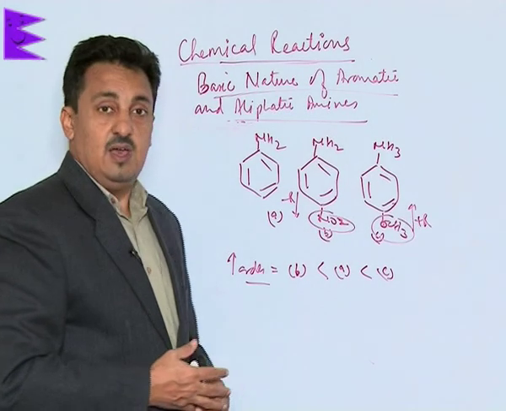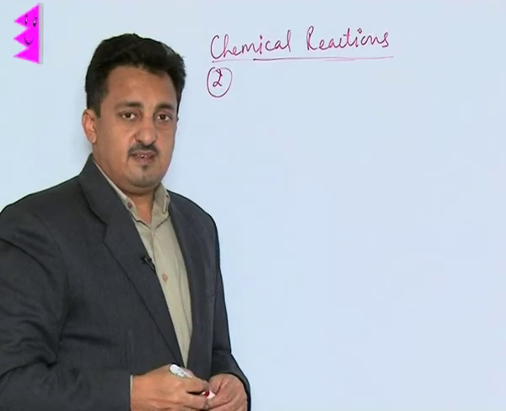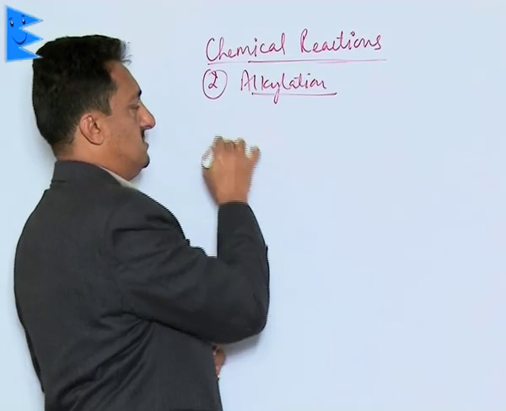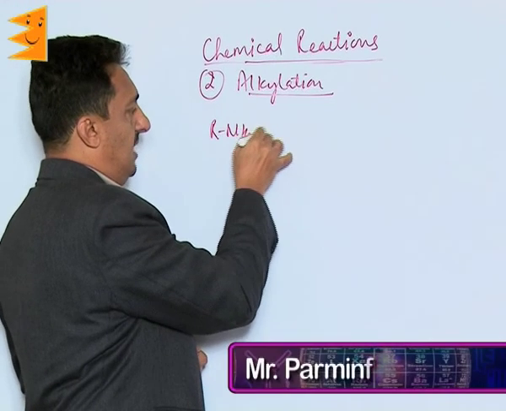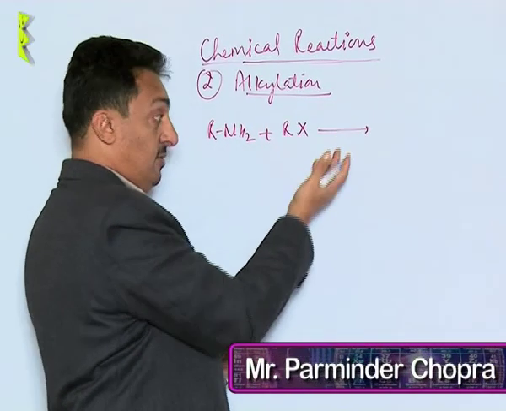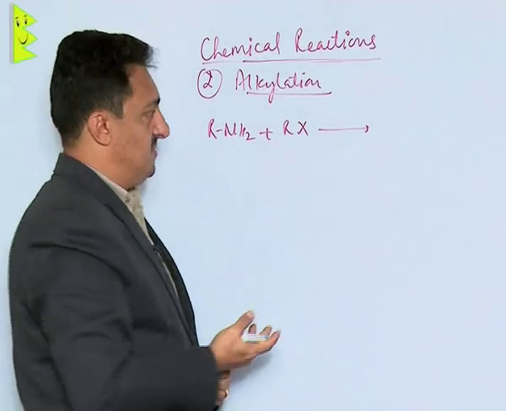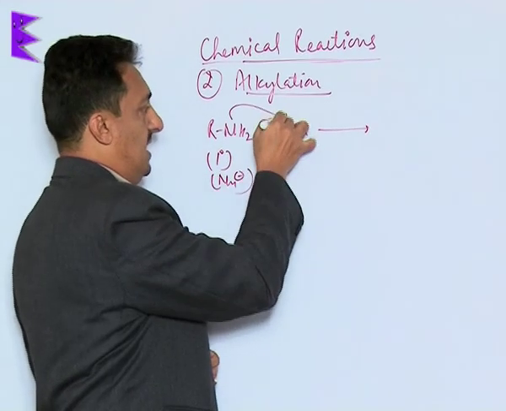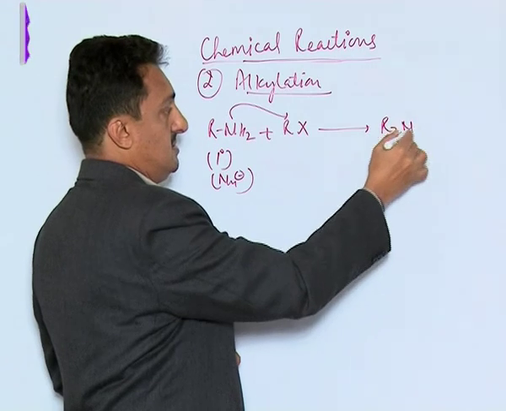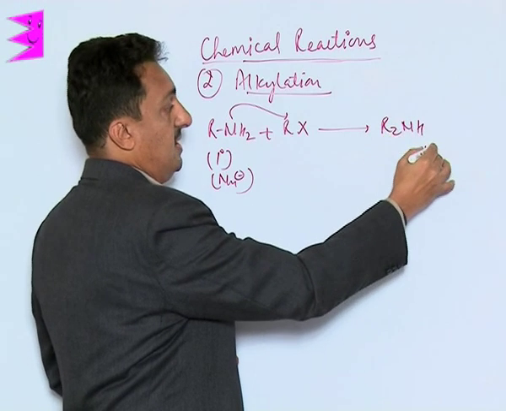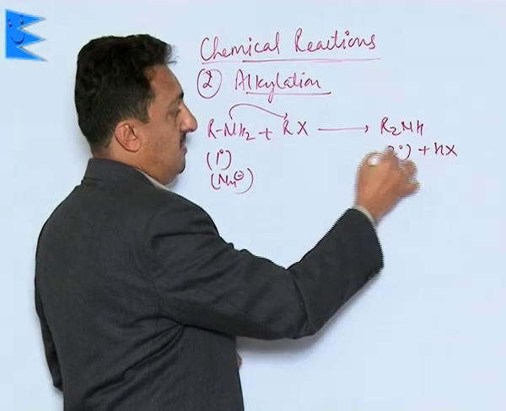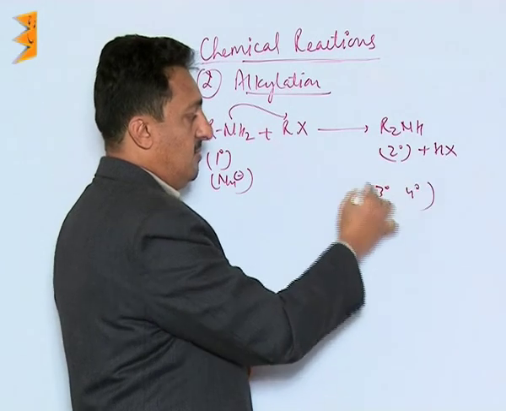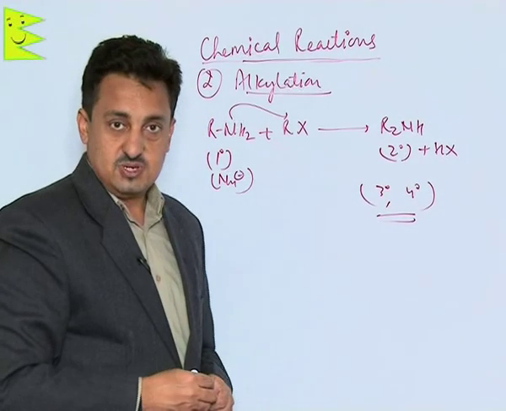The second reaction of amines is their alkylation. Now any amine can be reacted with alkyl halide. We know this. This is almost the Hofmann's exhaustive ammonolysis. This is a primary amine, being a very good nucleophile, it attacks on this and forms what? R2NH plus HX. So secondary amines are formed, and this reaction can move on further and give us tertiary and quaternary ammonium compounds. We know about this reaction.